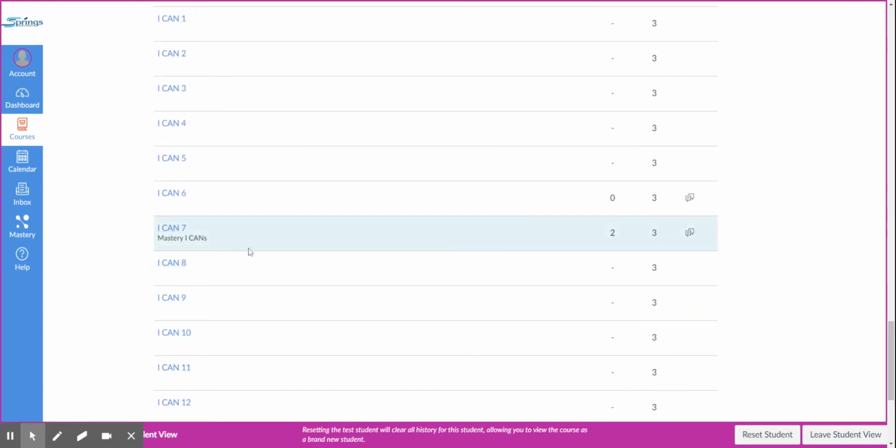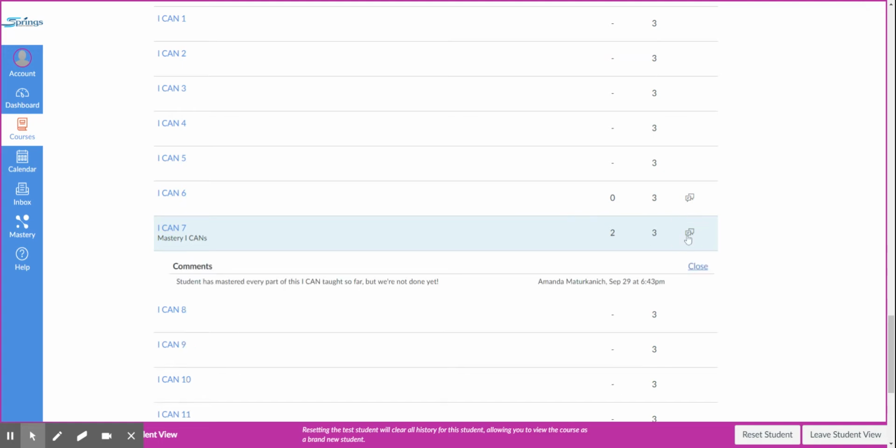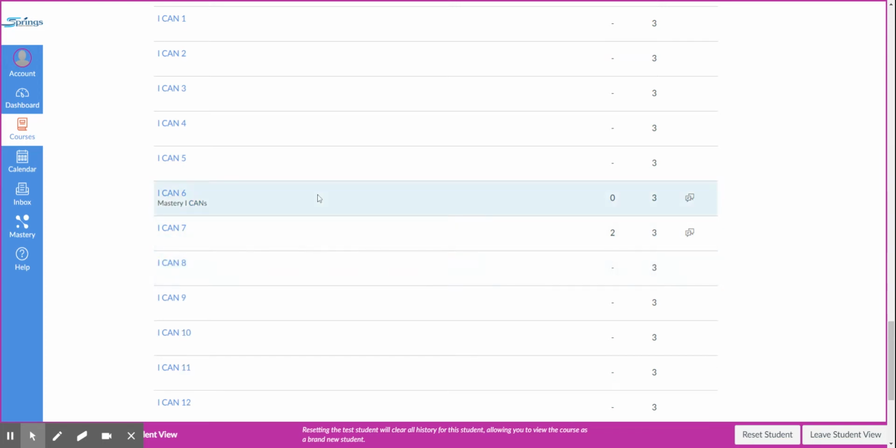So ICANN 7, obviously they're going to be blank at the start of the year, but on ICANN 7 you can see this student has a 2 out of 3. And as a parent, you're probably going to want to know why. So I typically leave a comment. Click on the comment icon, and it says, student has mastered every part of this ICANN taught so far, but we're not done yet. So the reason they have a 2 out of 3 isn't because of them, it's because we just haven't learned the whole thing yet. And I can't give them a 3 on an ICANN that they haven't been taught.